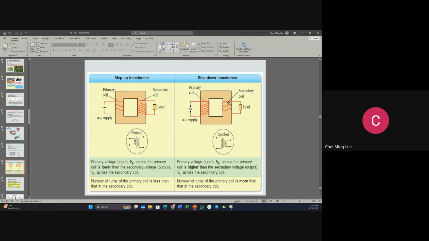Step-down is the opposite. The primary voltage, which is the input, is higher than the secondary voltage, which is the output. So the number of turns of the primary coil is more than the secondary coil. You can tell from the symbol: if the output coil is longer, it's a step-up transformer. If the primary coil is bigger, it's a step-down transformer.